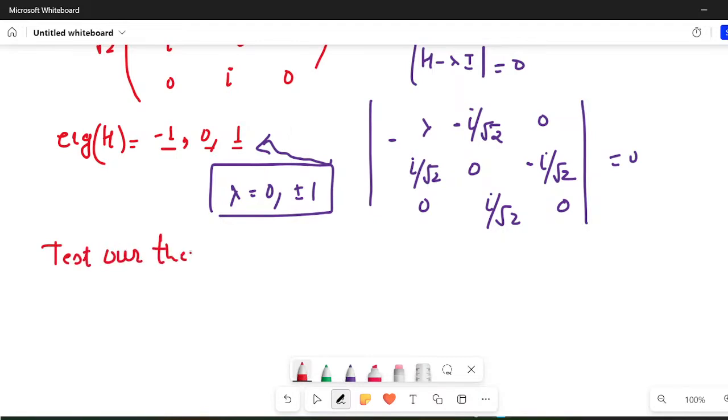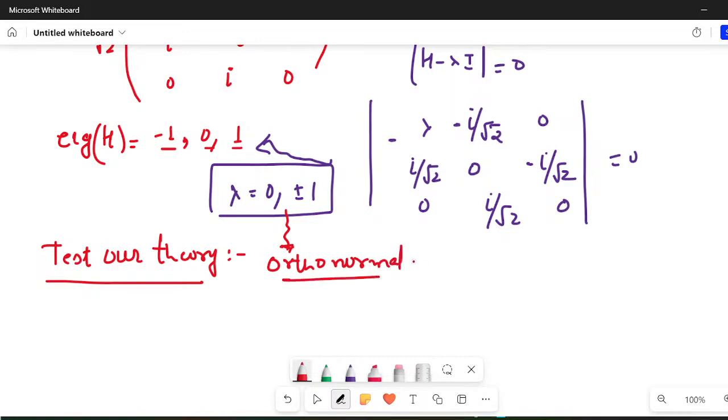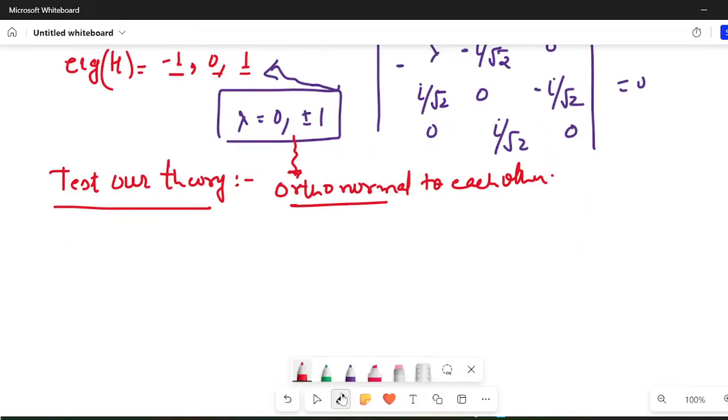So let us test our theory. What was the theory? Corresponding to these eigenvalues, the eigenvectors which are created are orthogonal to each other. Don't get confused with orthonormality. Normality means you can only normalize it. So I can say that corresponding to these eigenvalues, I can always find eigenvectors which will be orthonormal to each other. Let us see that, so that your theory is tested.